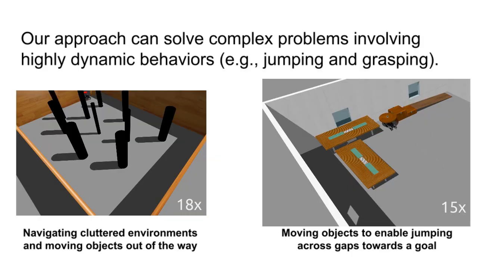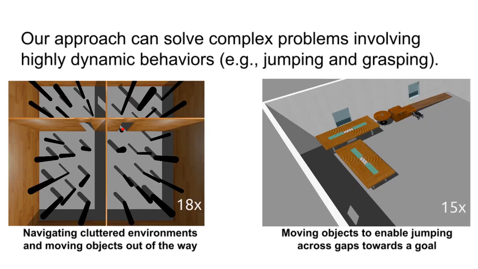Our system can also solve complex tasks that combine all the behaviors we want to test: robust navigation in clutter, manipulating movable objects, and performing dynamic jumps to reach target locations.